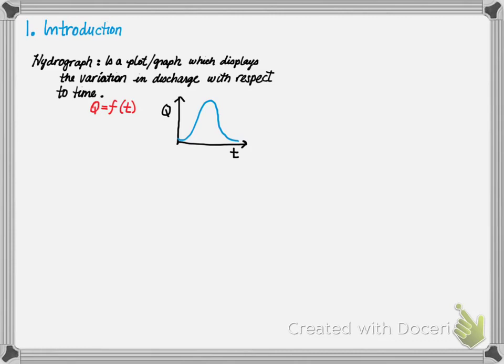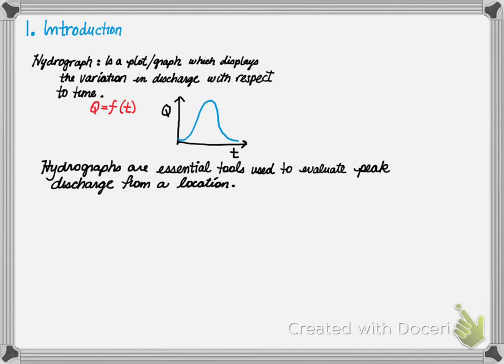By definition, a hydrograph shows runoff as a function of time. It is a plot or graph which displays the variation of discharge with respect to time, as shown in this schematic. First, a hydrograph is an essential tool to evaluate peak discharge for a location. The peak discharge will provide sizing requirements for channels, culverts, bridges, the low chord of a bridge, etc.